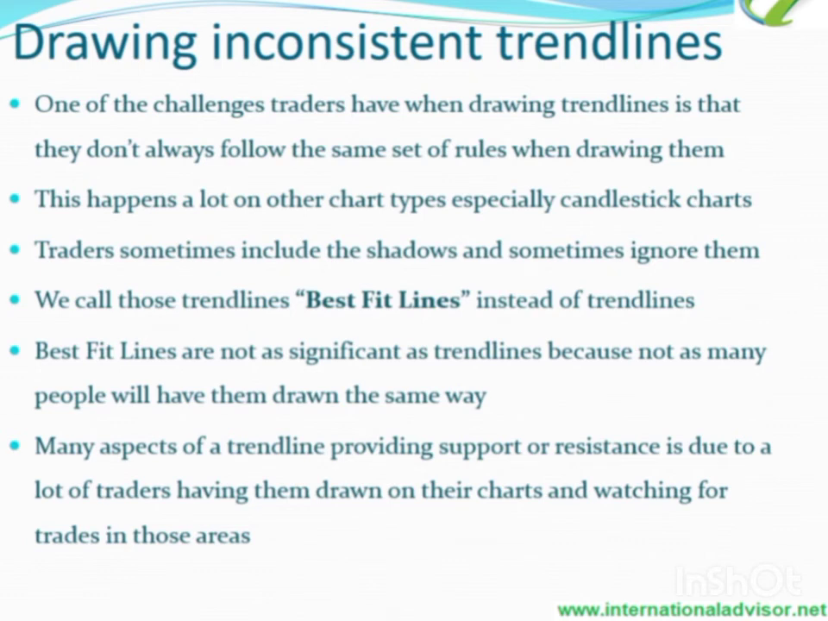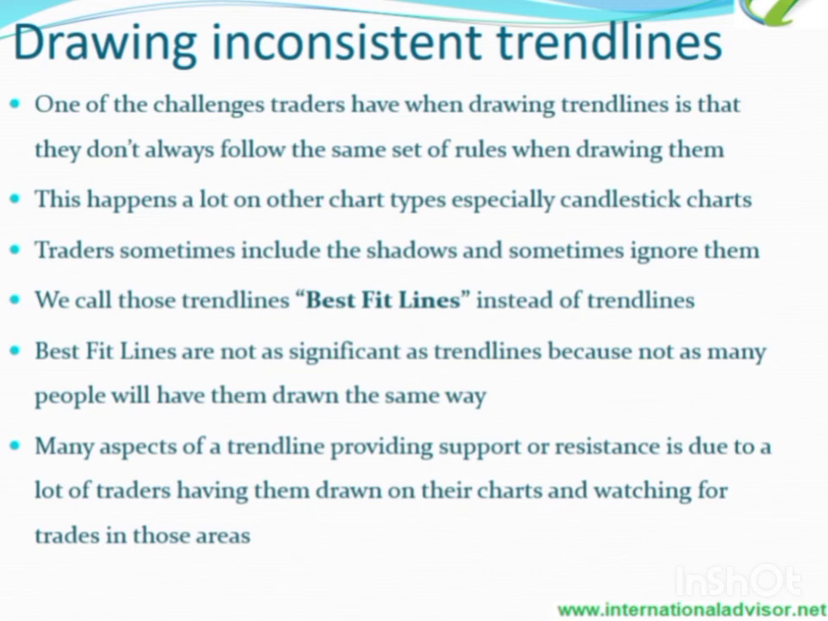Drawing inconsistent trend lines. One of the challenges traders have when drawing trend lines is that they don't always follow the same set of rules. This happens a lot on other chart types, especially candlestick charts. Traders sometimes include the shadows and sometimes ignore them. We call those best fit lines instead of trend lines. Best fit lines are not as significant as trend lines because not as many people will have them drawn the same way.